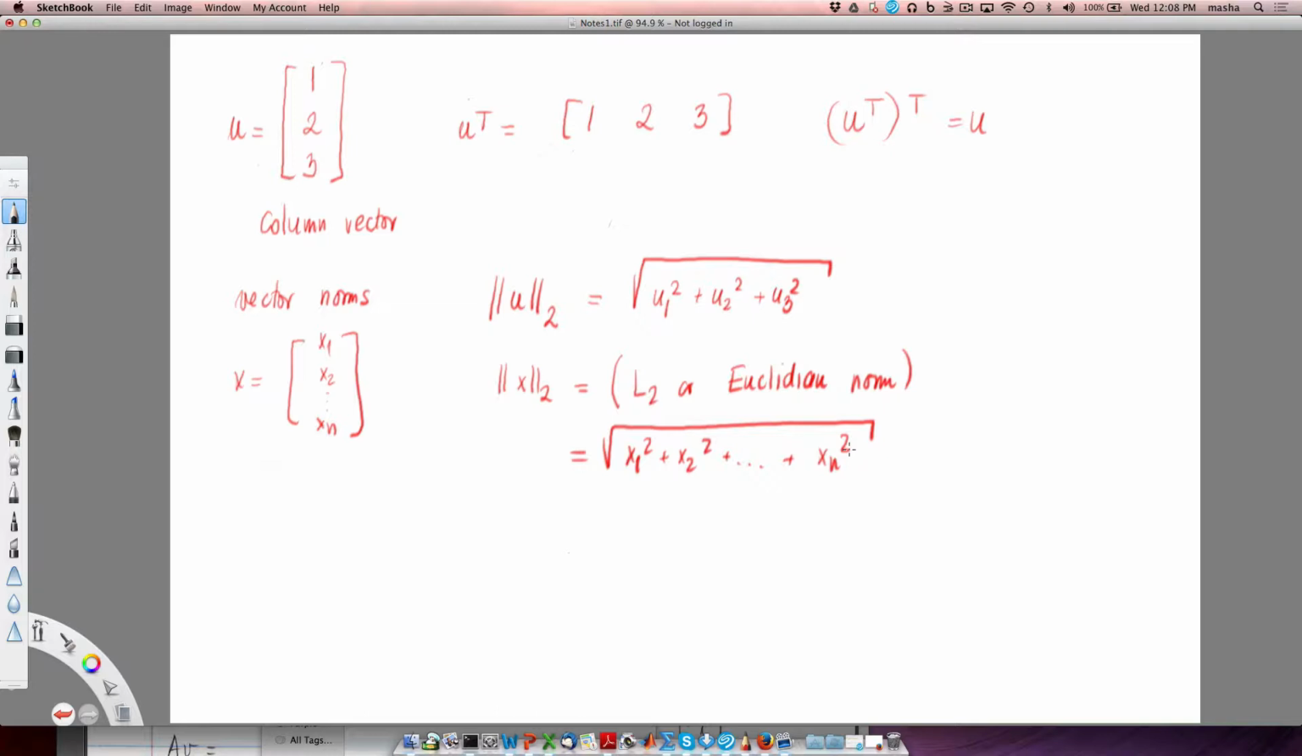So Valerie, what would be a 1 norm, do you remember? Okay. So instead of squaring numbers, what can I do? Just add them up, and we'll actually add absolute values. So my one norm of u, going back to this example, would be the absolute value of 1 plus the absolute value of 2 plus the absolute value of 3, which in this case is obviously 6.